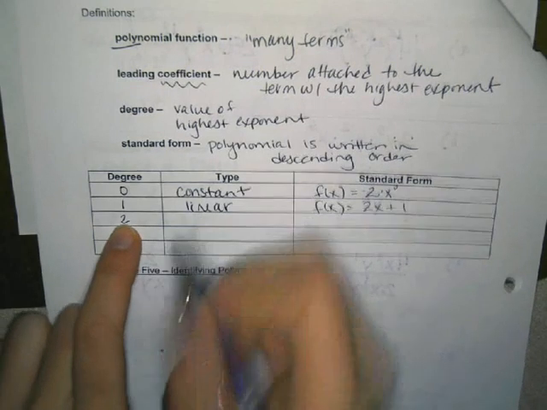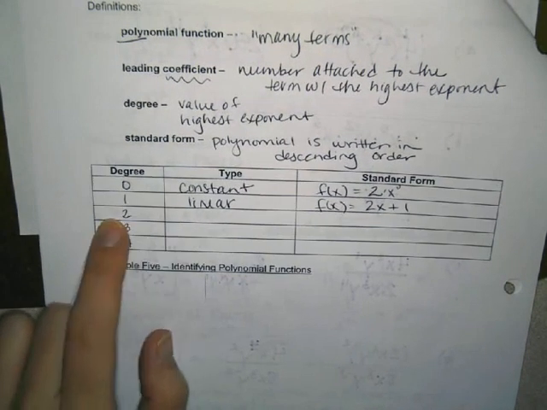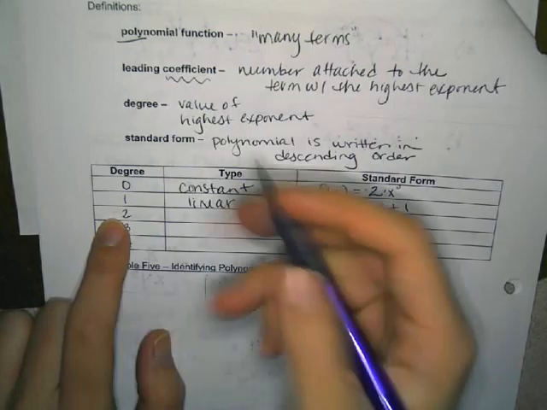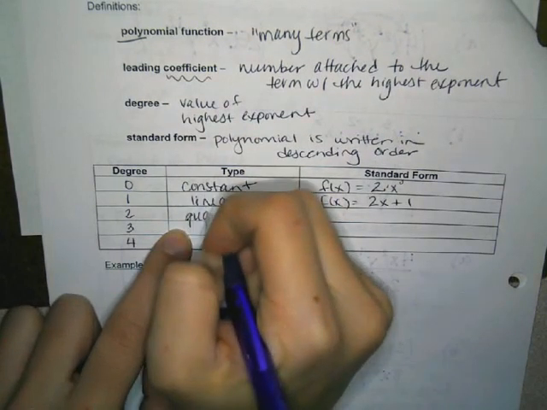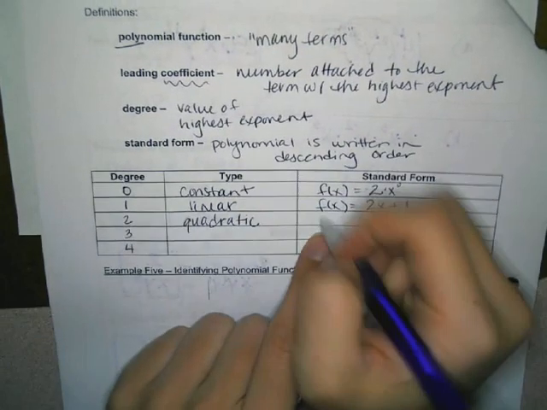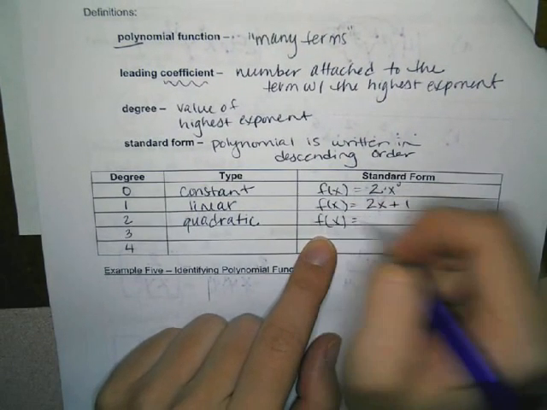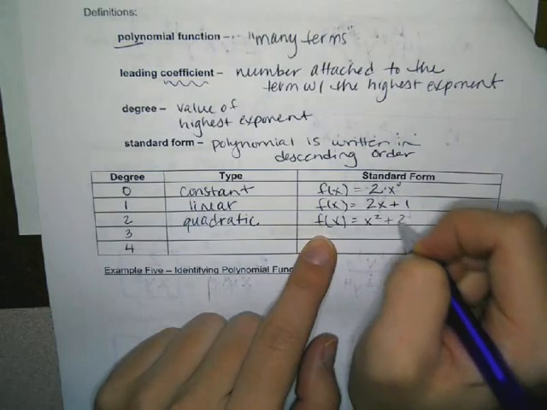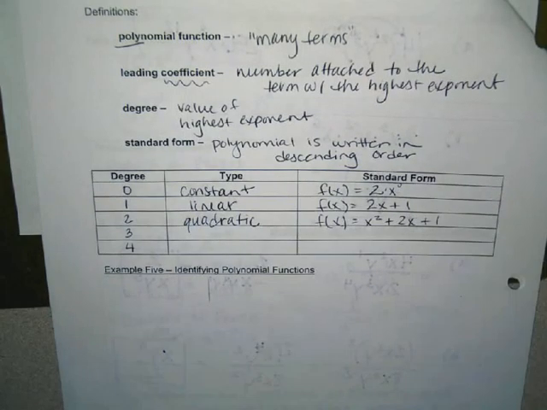What is the name of a degree 2? Quadratic, good. So if your highest exponent is a 2, those are the ones that we've been dealing with all chapter. Quadratics. And so standard form might look like x squared plus 2x plus 1. I could just have f of x equals x squared. That would still be a quadratic. You don't have to have all three terms there.